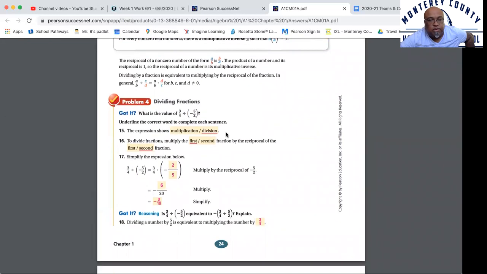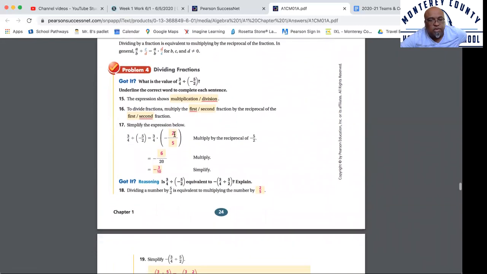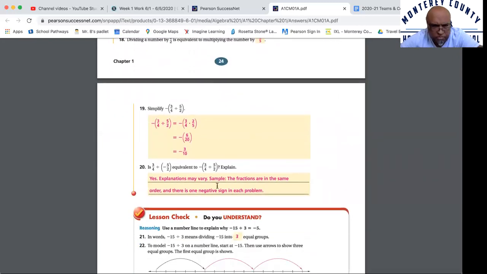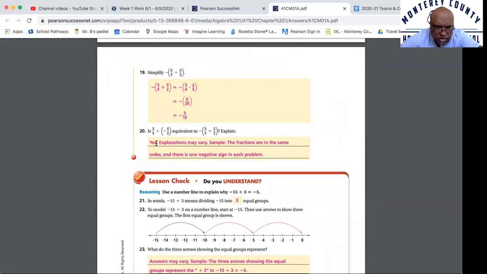Question 15 is division. 16 is first and second. Question 17 would be 2 over 5, 6, negative 3/10. Question 18 would be 2/5. Question 19, the answer is negative 3/10. You can look at their work and how they got there. Question 11, the answer is yes.